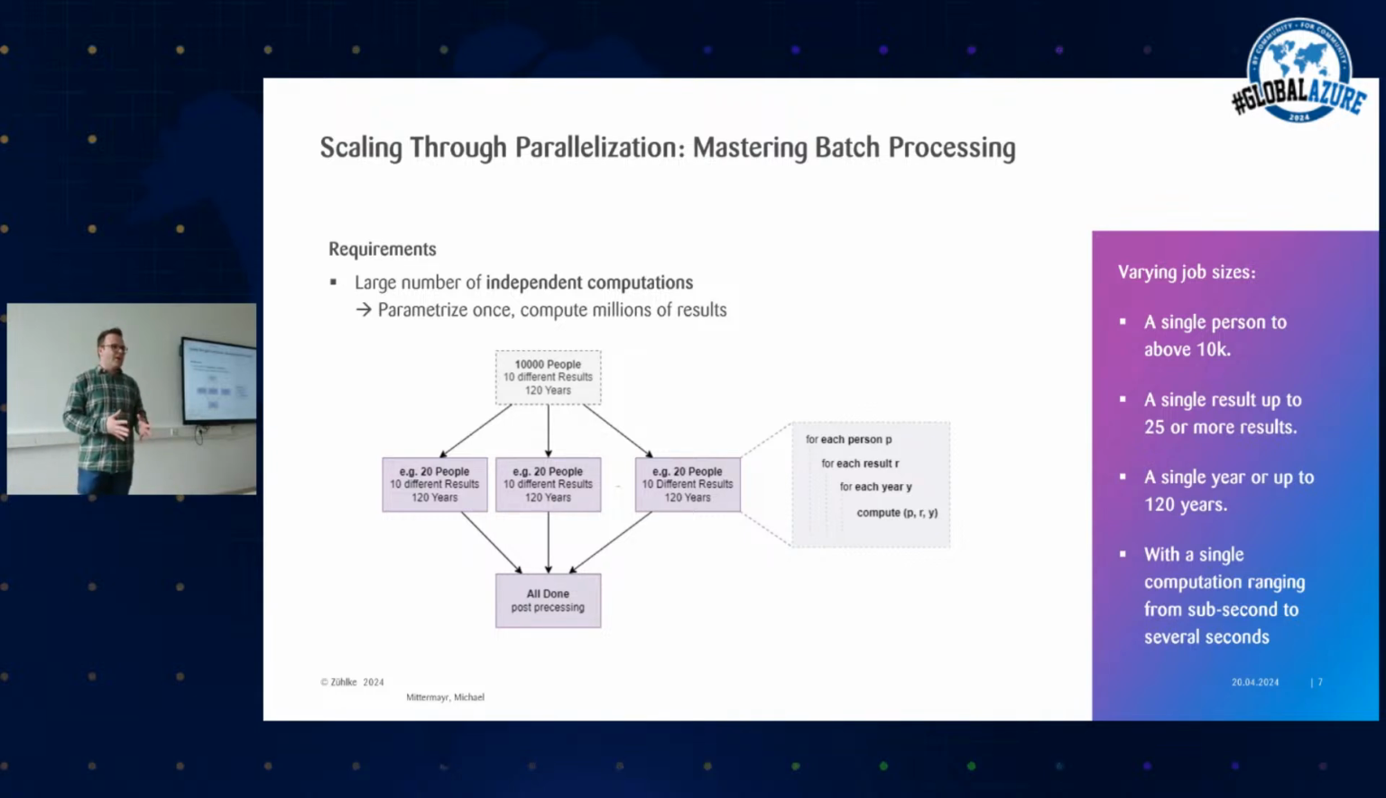To give you some more understanding of the number of computations, we're doing 10,000 people, we're doing 25 results, we are doing projections on a monthly basis for 120 years, which is approximately 1,450 months or something like that. And we are doing that on a sub-second to second basis for an individual person. So quite some CPU time goes into this computation.